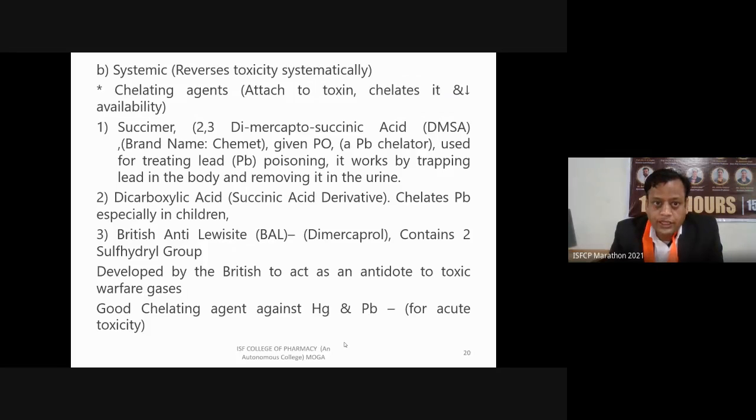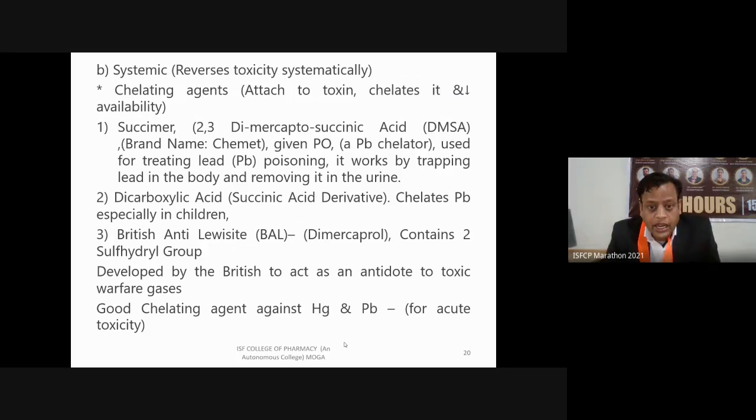In chelating agents, first is succimer, that is 2,3-dimercaptosuccinic acid, DMSA, given in lead poisoning. They generally bind with lead, form a chelate, and reduce the absorption of lead. It works by trapping lead in the body and removing it in the urine. So succimer is used in lead poisoning. Second one is dicarboxylic acid, which includes succinic acid derivatives. These dicarboxylic acids generally chelate with lead, especially in children.